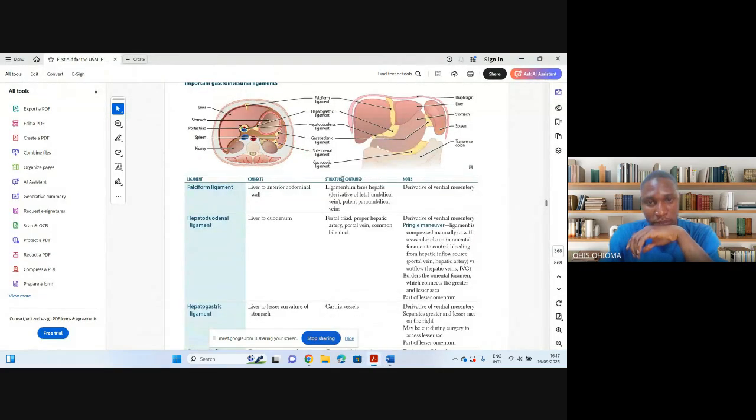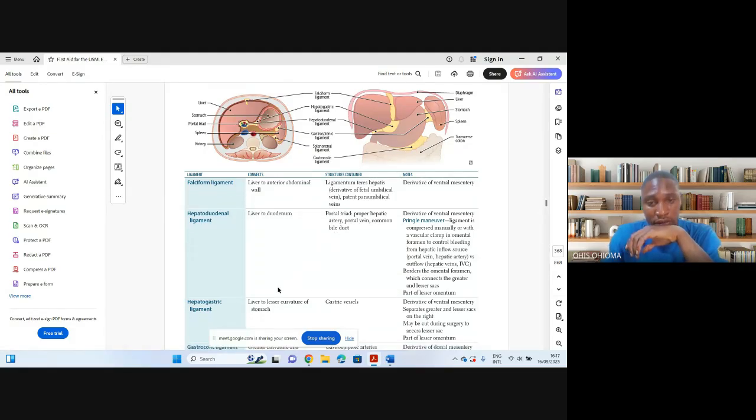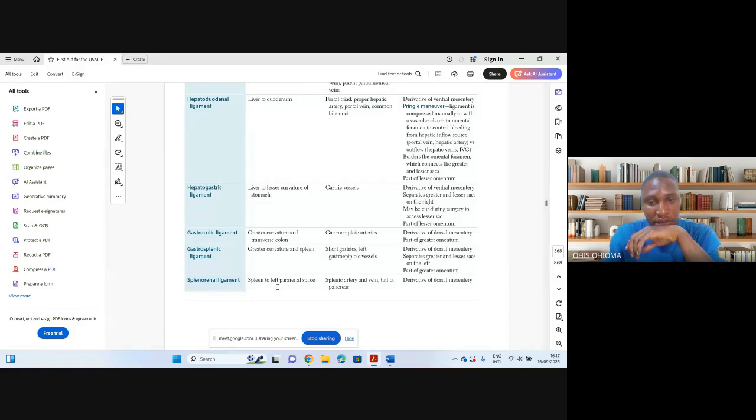So I'm not going to talk much about the other ligaments because they are not as high yield as the others. You can know them for the exam, but I won't really discuss so much about them, right?